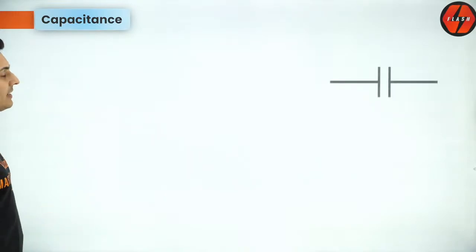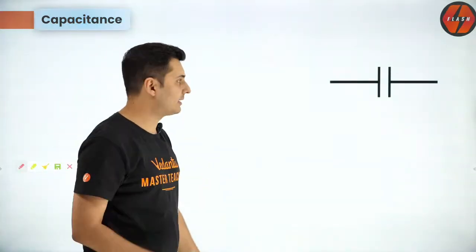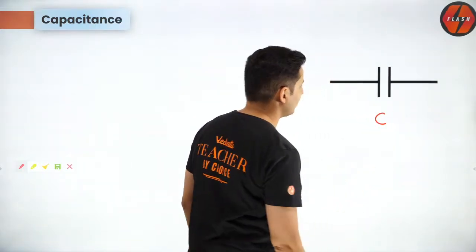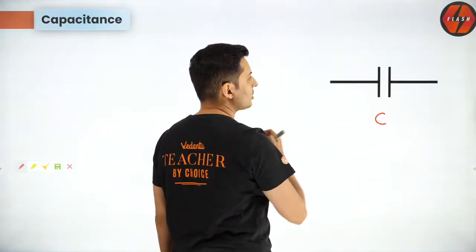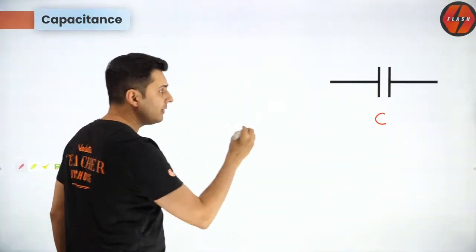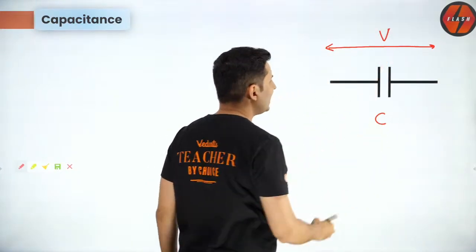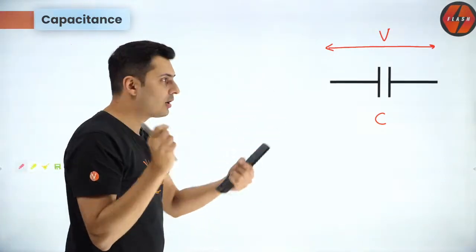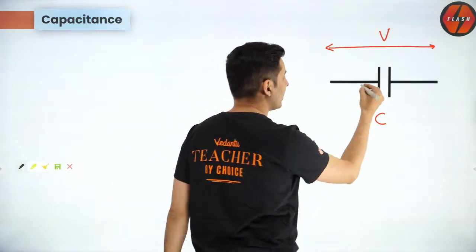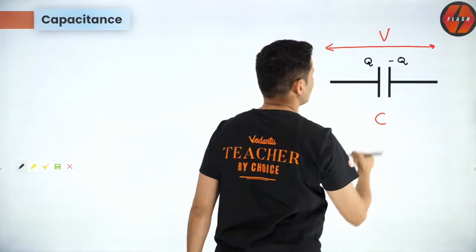So next up is capacitance. How do I define capacitance, and what's the symbol for a capacitor? This is the symbol for a capacitor, and the capacitance has the symbol C. There are two plates shown, and the symbol for capacitance, guys, is C. So if you connect a capacitor across a voltage of V, then charges will accumulate on it, and there will be a Q charge here and a minus Q charge over here.